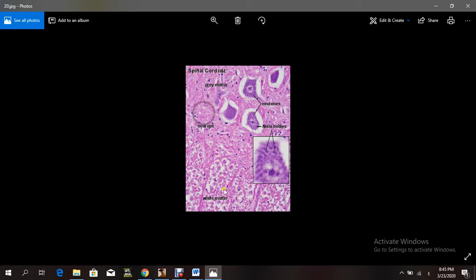Again, another section. This is the white matter, while this is the gray matter. Within the gray matter we can find neurons, the perikaryon of the neurons. As we can see in the middle, there is a nucleus, and the nucleus is surrounded by Nissl bodies. This is the gray matter, while this is the white matter. The white matter has only neuropils and glial cells. The gray matter has neurons, glial cells, and neuropils.